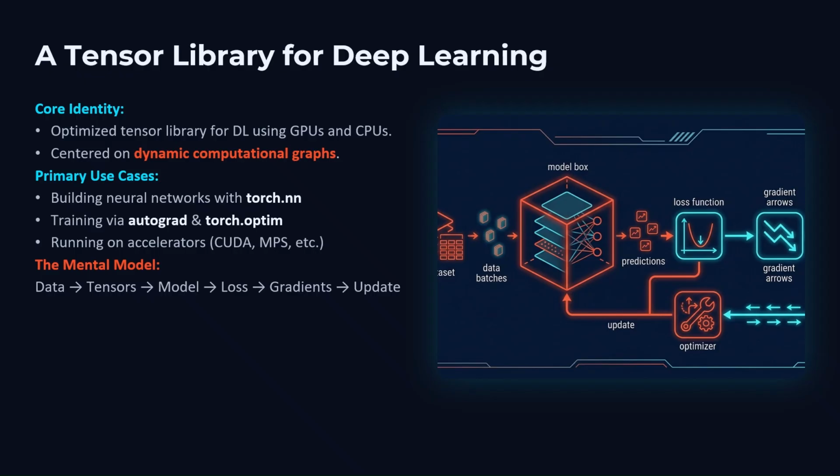So essentially the mental model that we want to keep in mind is that data becomes tensors. Tensors are fed into our model where they produce a loss error, essentially how off they were from their actual target. Then we calculate our gradients for each node in our neural network. Now, finally, our optimizer will update all of our values.